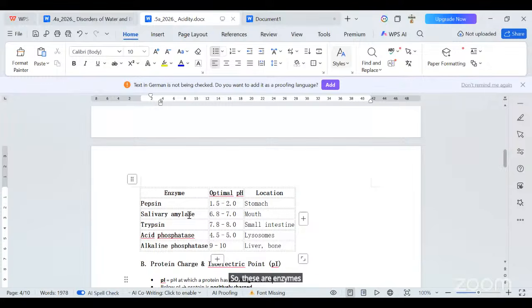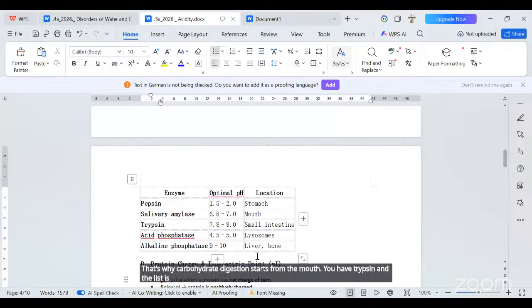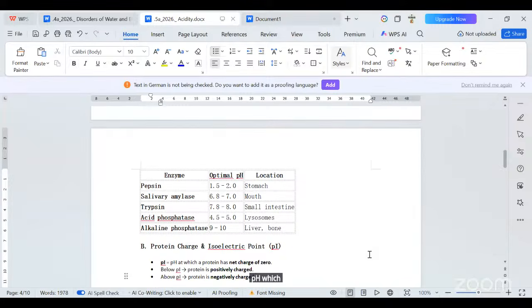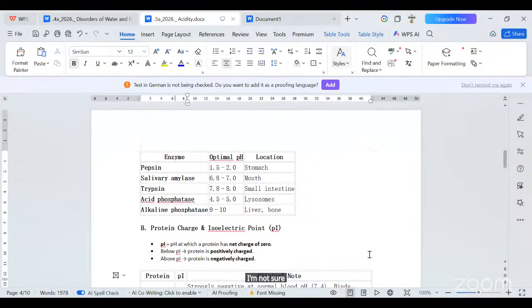So these are enzymes. Pepsin is in the stomach. Salivary amylase is in the mouth. That's why carbohydrate digestion starts from the mouth. You have trypsin, and the list is there, and the pH at which they work best. If any of these pH is altered, these enzymes are denatured and cannot function.